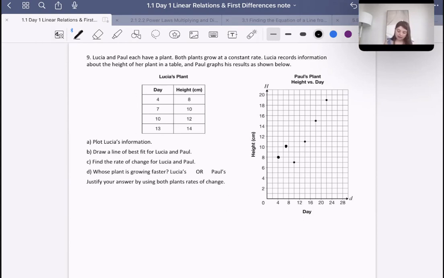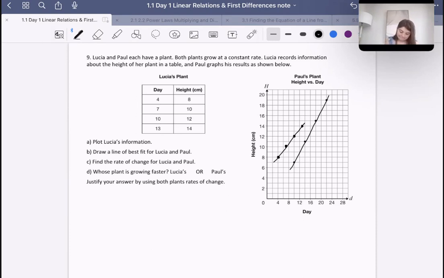Okay. And then after 10 days, it's 12 centimeters. Okay. And then after 13 days, it's 14 centimeters. Okay. Okay, so there's Lucia's plant, and then the other ones are for Paul's plant.